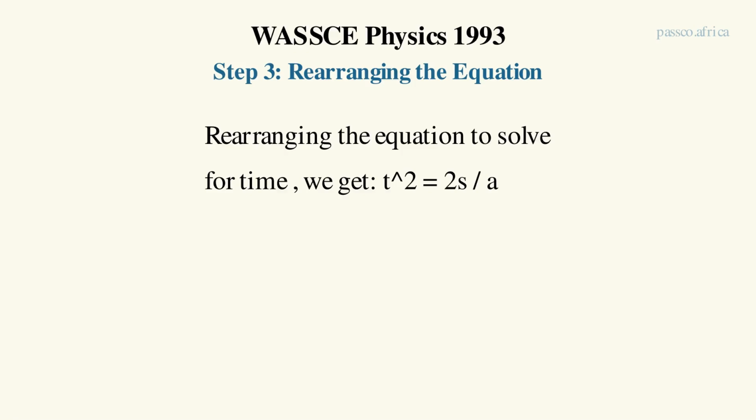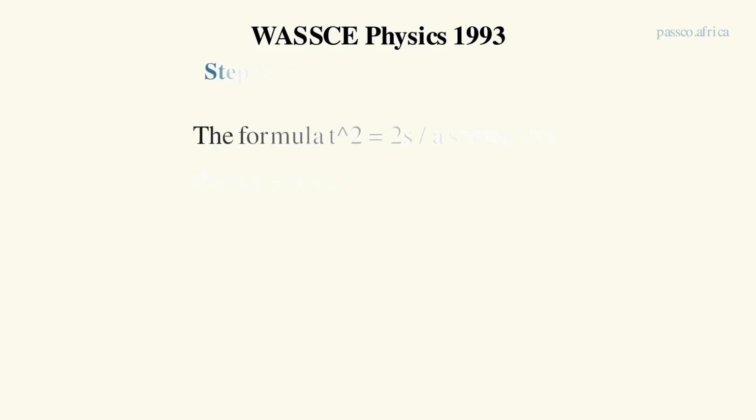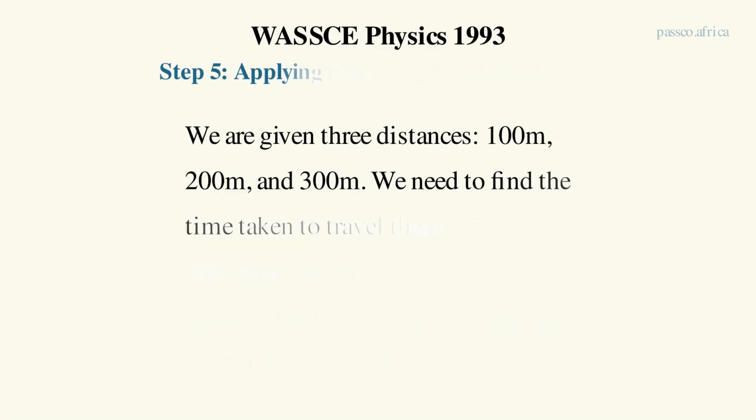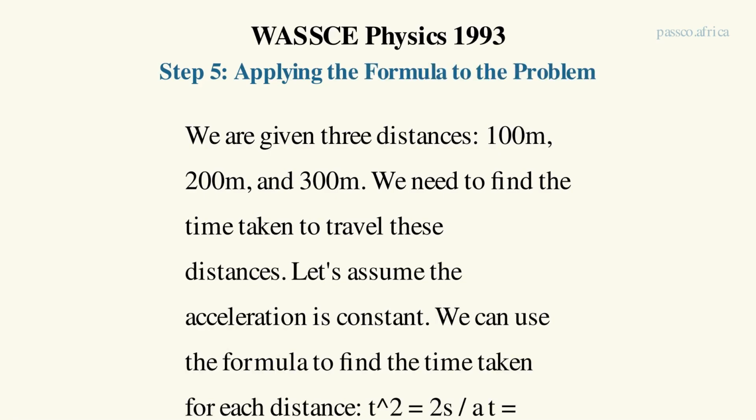Step 4. Understanding the formula. The formula t squared equals 2s/a shows that the time taken to travel a certain distance is directly proportional to the square root of the distance and inversely proportional to the square root of the acceleration. Step 5. Applying the formula to the problem. We are given three distances, 100 m, 200 m, and 300 m. We need to find the time taken to travel these distances. Let's assume the acceleration is constant. We can use the formula to find the time taken for each distance, t equals the square root of 2s/a.